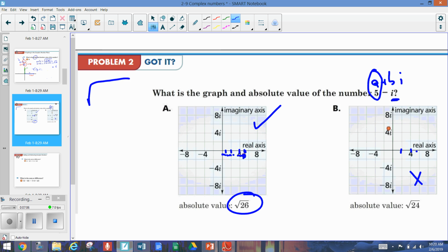And how did they find root 26? Square root of A squared. So what is A, ladies? A is 5. 5 squared. What is B? I is not correct. Negative 1. Negative 1 is correct. Yes. Negative 1 squared equals positive 1. Root 26. It was a good example because 5 minus 1i. This is A and this is B.